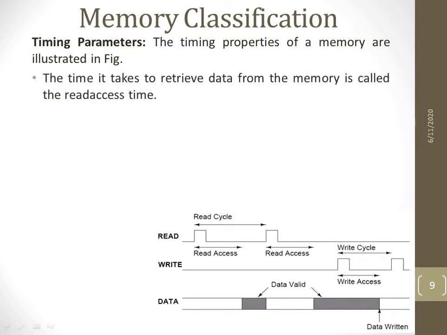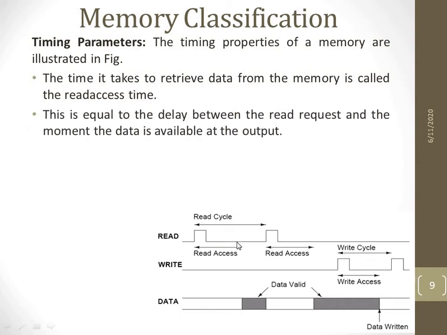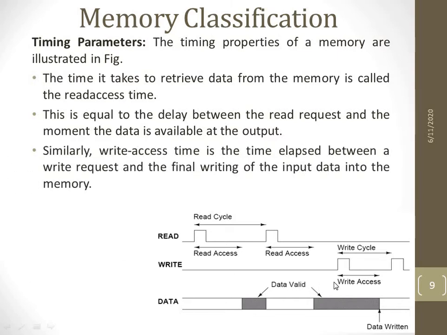So the time it takes to retrieve the data from the memory is called read access time, which is equal to the delay between the read request and the moment the data is available on the output. Similarly, write access time is the time elapsed between the write request and the final writing of the output data. So here the writing of data is done.